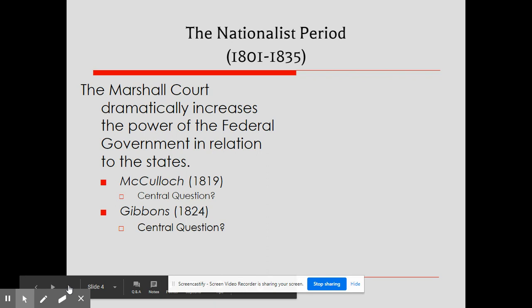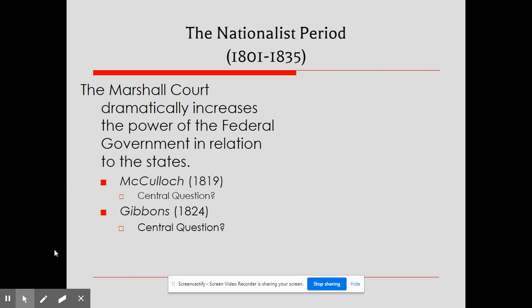So a quick refresher on McCulloch versus Maryland. Congress decides that they need to create a federal bank. The issue is nowhere in Article 1, Section 8 does it say they have the enumerated power to create a bank, but they do so anyway. So that's question one. Can they create a bank?